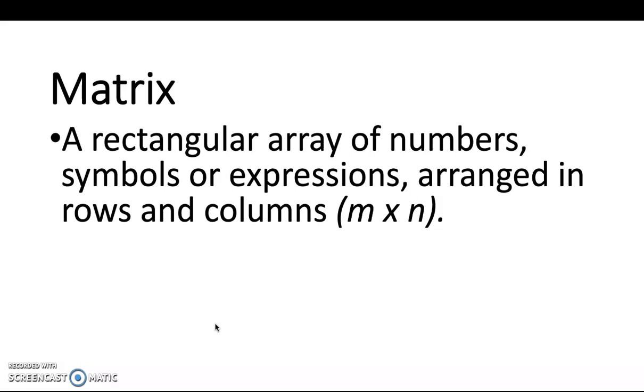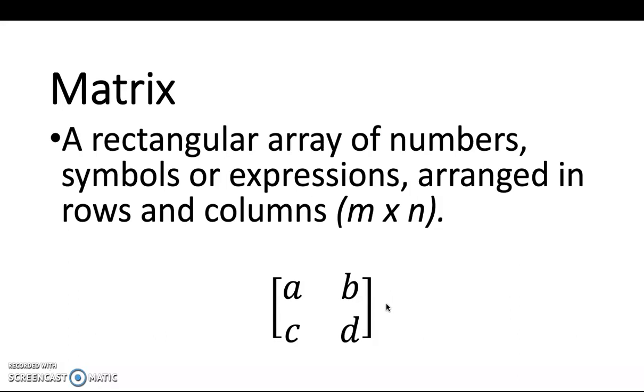We call it an M by N matrix, meaning M determines the number of rows and N determines the number of columns. So, if we're given an example of a matrix, this particular matrix is a 2 by 2 matrix, 2 rows and 2 columns.